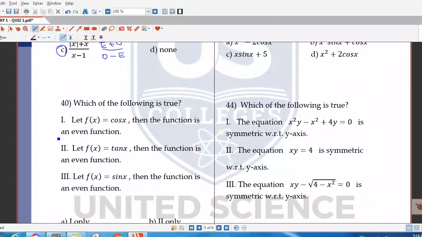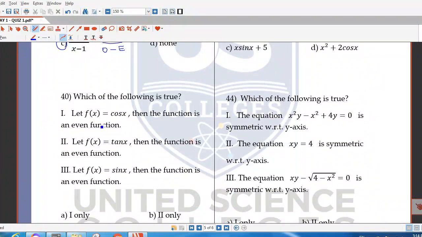Question 40. Which of the following is true? Cosine is an even function. Yes, exactly. It is a true statement. Tangent is the ratio of sine to cosine. Sine is always odd, so odd over even will be odd. So tangent cannot be an even function. Only the true case is the first one, which is A.